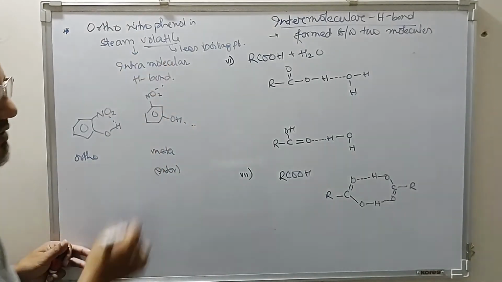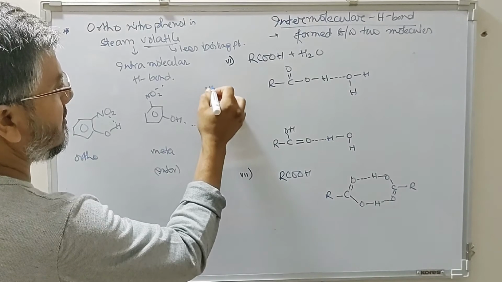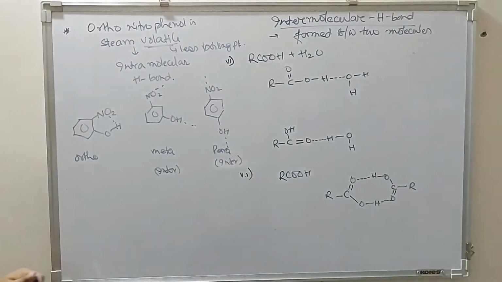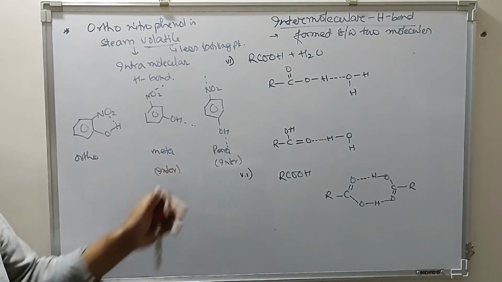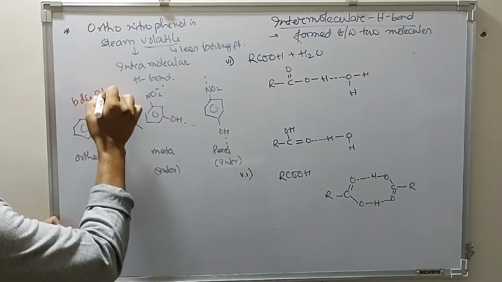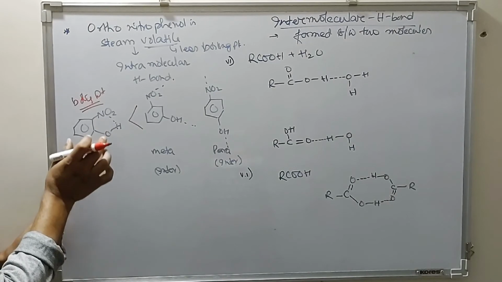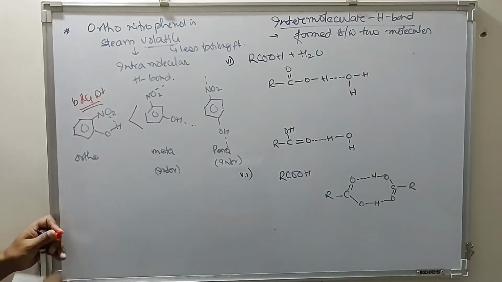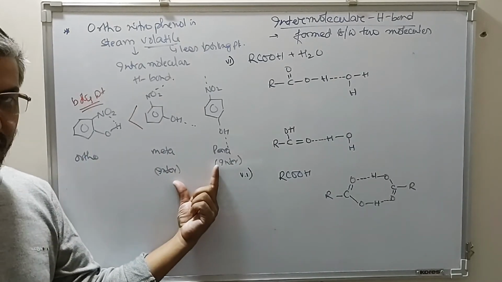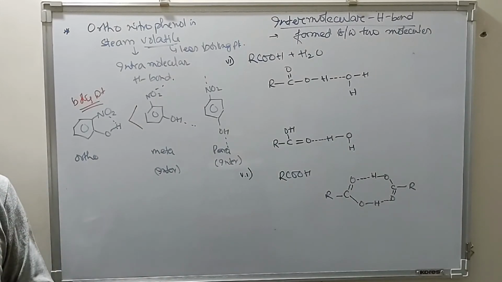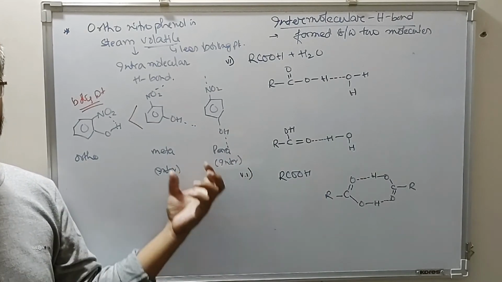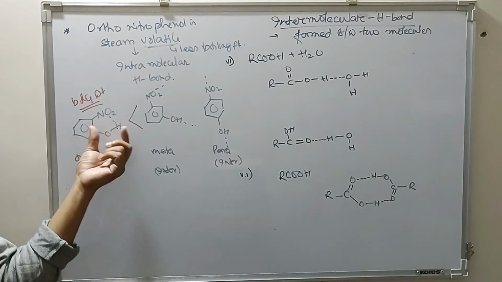Similarly, in case of para, that is NO2 and OH, this is para isomer. Again we have inter. So when we compare the boiling points of ortho, meta and para, ortho is found to have less boiling point. So the boiling point of ortho nitrophenol is less, or we say it is volatile. The reason being we have intramolecular hydrogen bond in ortho, whereas in case of meta and para we have intermolecular hydrogen bond. Because of this intermolecular bonding, the number of hydrogen bonds is more. So we have a large number of hydrogen bonds to break, so we require more energy. Hence the boiling points of meta and para isomers are more than ortho, in which we have intramolecular hydrogen bond.